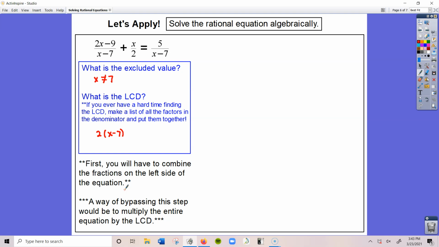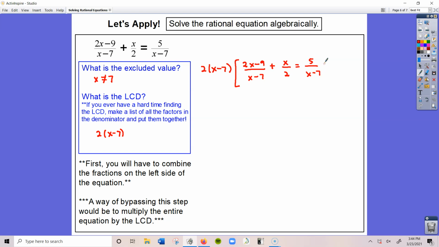However, there's a little shortcut. If you want to bypass this step and not have to combine fractions, what you can do is multiply the entire equation by the LCD. So that's what I like to do because I think it's a lot easier to work out. So we have here 2 times x minus 7, that's my LCD. And I'm going to multiply it by the entire rational equation that I have there. So 2x minus 9 over x minus 7 plus x over 2 equals 5 over x minus 7.